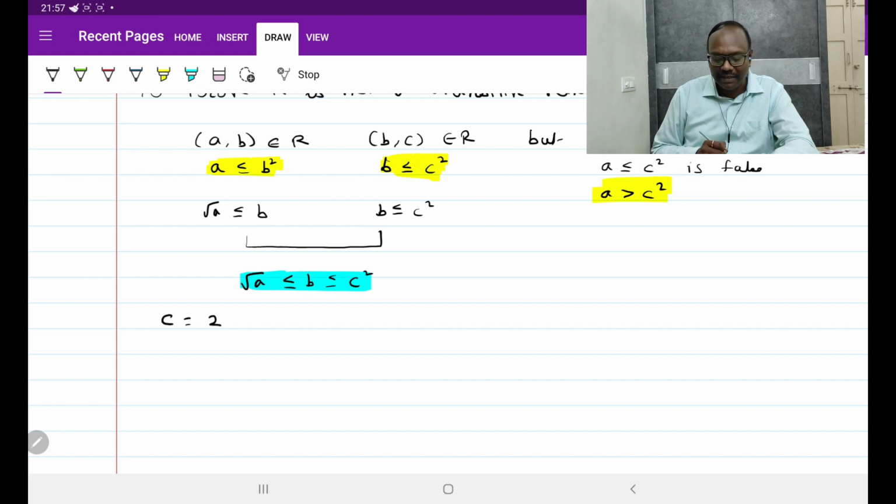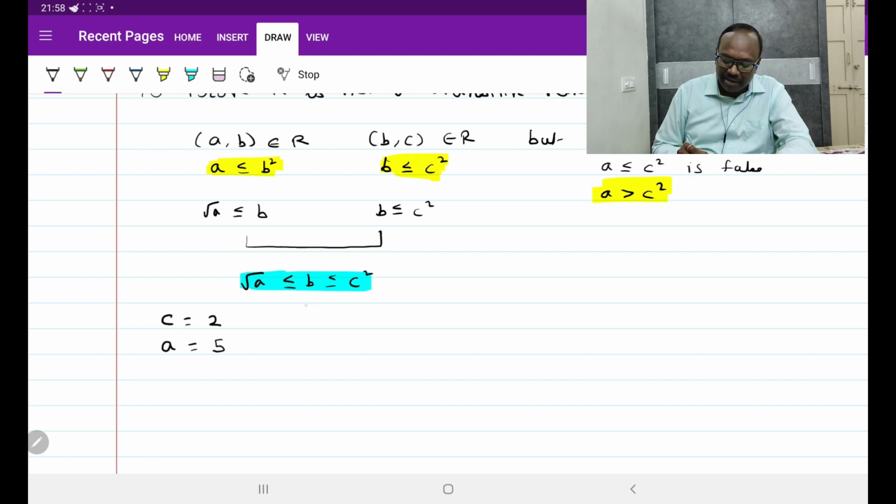Suppose I take a value of C equal to 2, then I should choose a value of A greater than C square. So any value greater than C square can be taken. 2 square is 4, so I can take a value greater than 2 square, say 5. So I have taken C equal to 2 and A equal to 5.